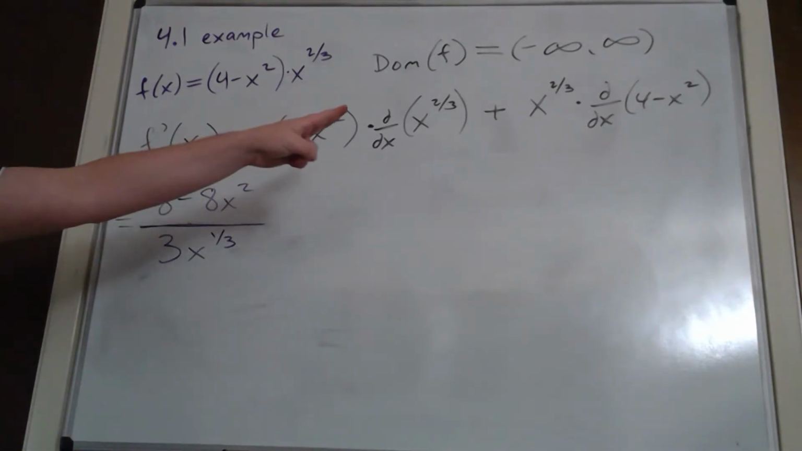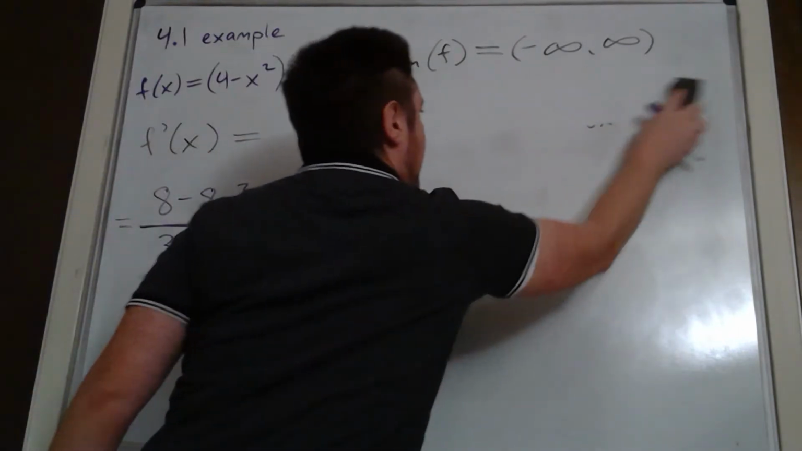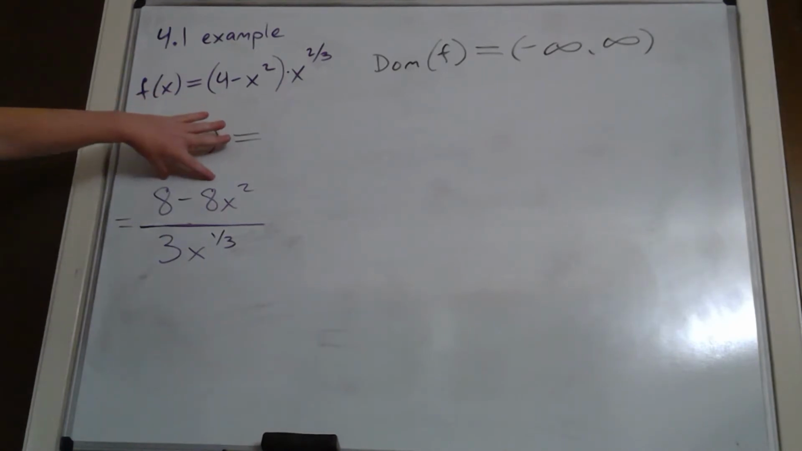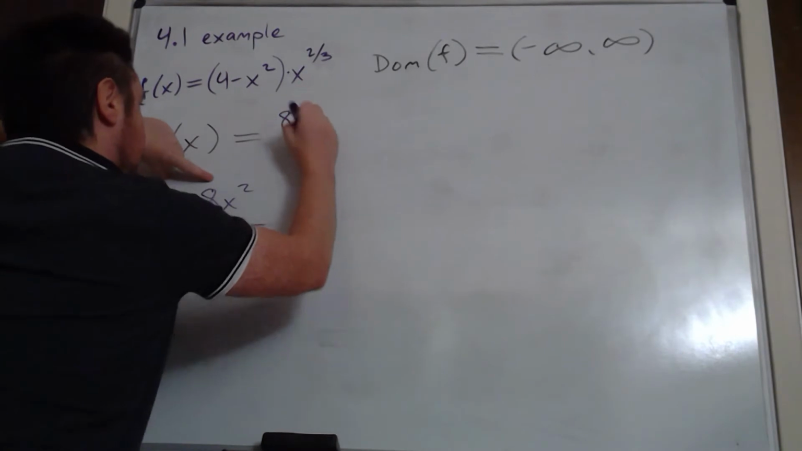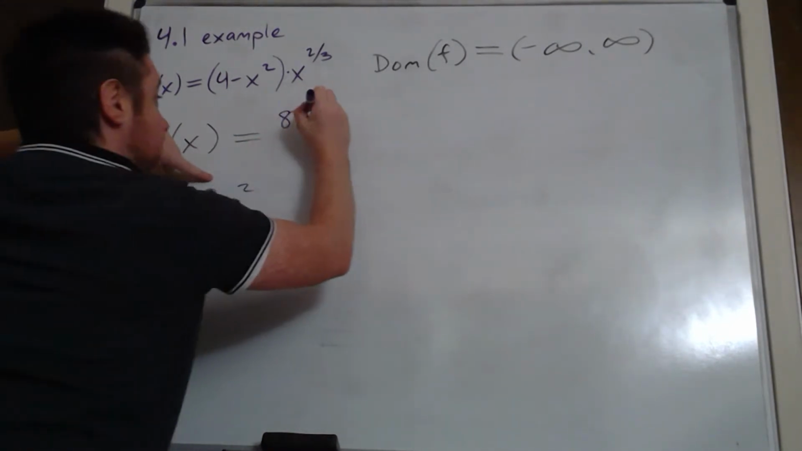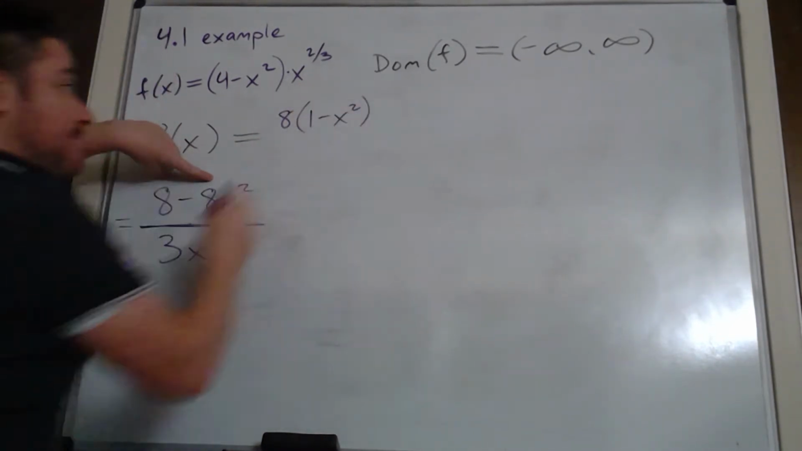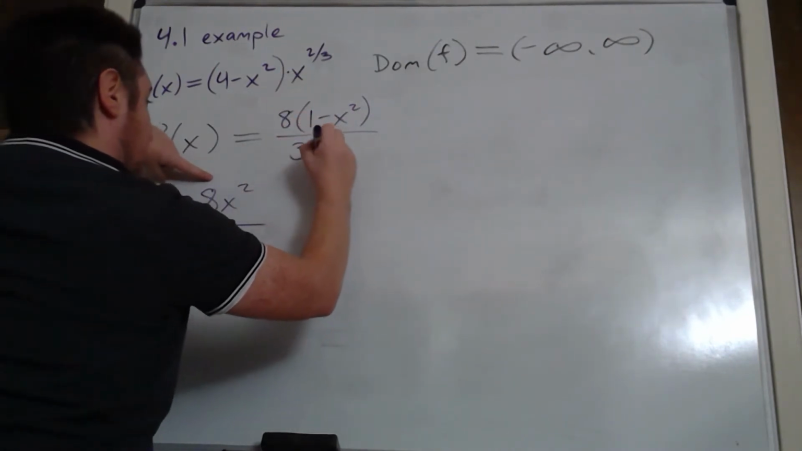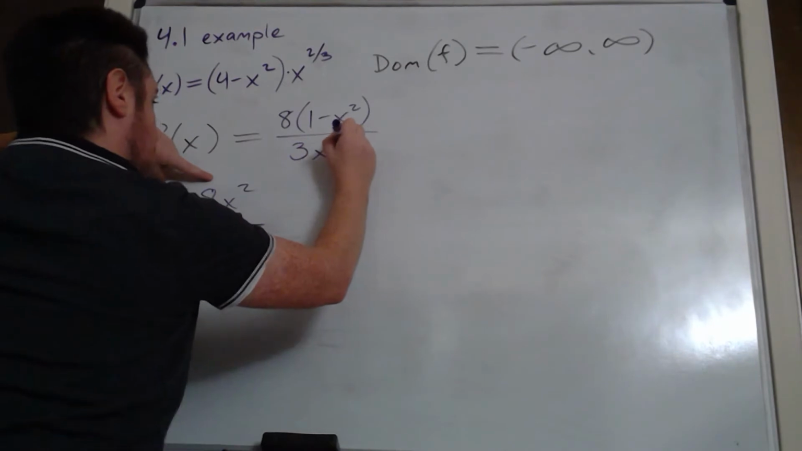So let me erase the power rule that we used to find this derivative and just list our derivative right there. And could I do anything else at this point if I want to clean it up a little bit? Maybe I can pull out an 8 from the top. Factor out that common 8, and then I have 1 minus x squared. That's nice. Nice difference of perfect squares, factors easily. And that's all over 3x to the 1/3 power.